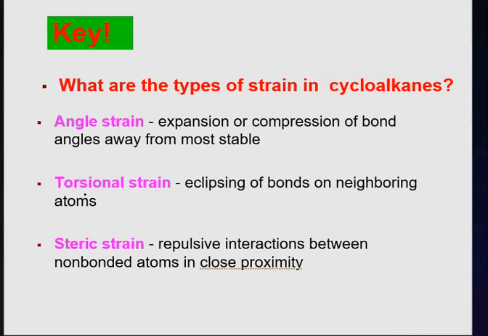Torsional strain is when the eclipsing of bonds happens on neighboring atoms, which in the case of cyclohexane is almost zero. And steric strain is when bigger atoms come close to each other and there is crowding that causes repulsive interactions, and that is called steric strain.